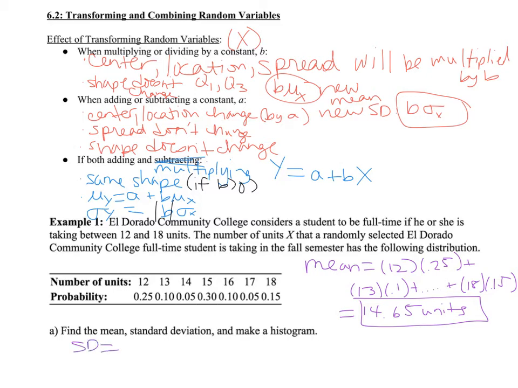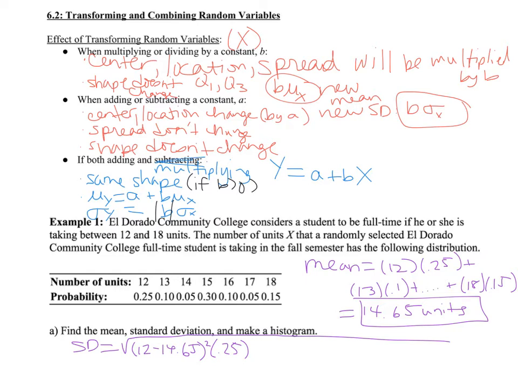So your standard deviation is going to be the square root, and it's going to be a long square root of, first of all, you're going to do your number of units. I'm going to start with 12 minus your mean that you just found, 14.65. You square it, and then you multiply it by the probability of the next thing. Then you're going to do the same thing with 13, 14, 15, 16, 17, and 18.